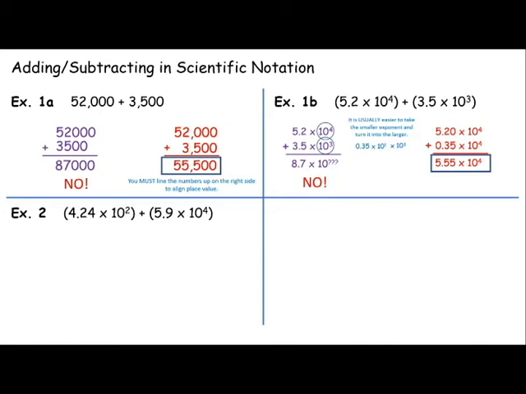4.24 times 10 squared plus 5.9 times 10 to the 4th. I'm going to write that vertically real quick. If I were to write this vertically, the temptation is going to be to do the 4 plus the 5. The problem is this isn't really a 4. It's times 10 squared. So I'm going to move that decimal 2 places. This 4 is a 400. This is not really a 5. This is actually a, move the decimal 4 places, this is actually a 500.